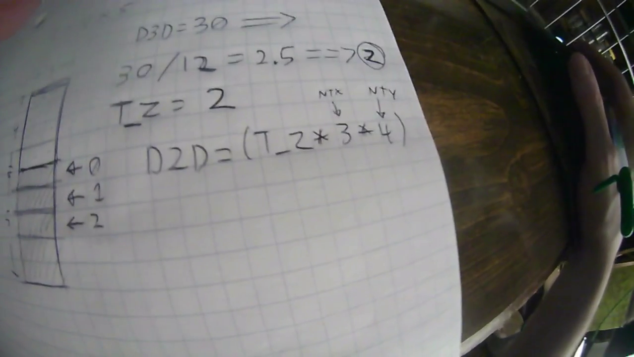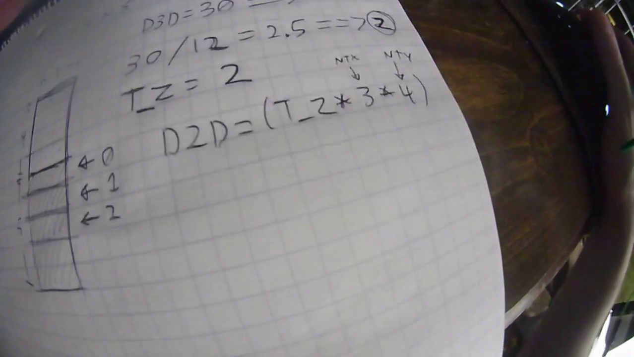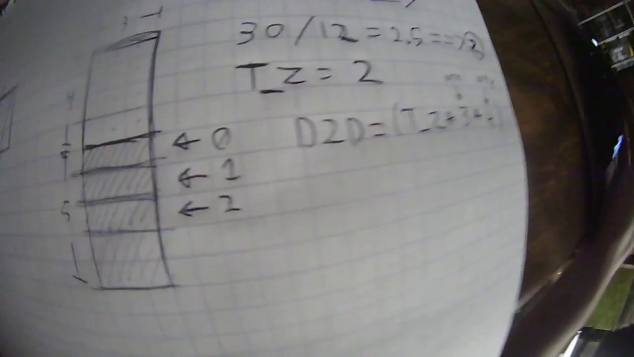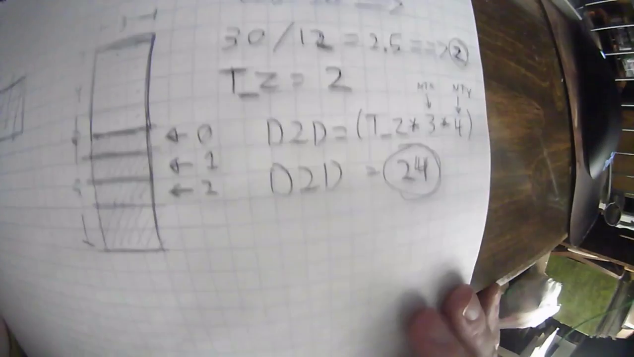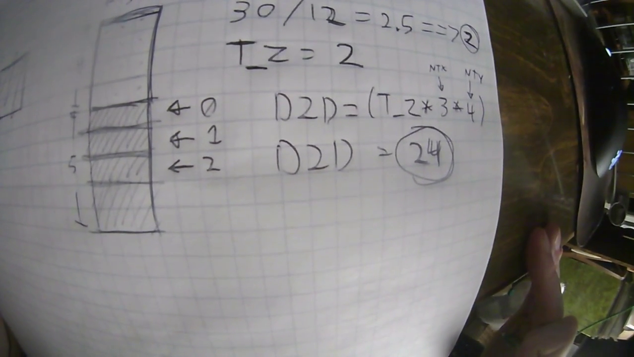So now that we've looked at that, and that looks good to me, so TZ times 12, basically, right? TZ is 2, times 12, 24, right? So dex 2D equals 24. So 24 is the index 2D, okay? And with index 2D being 24, hold on.